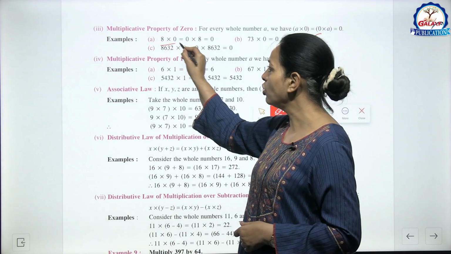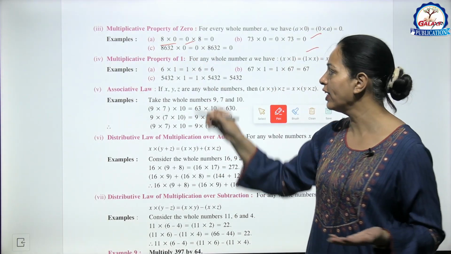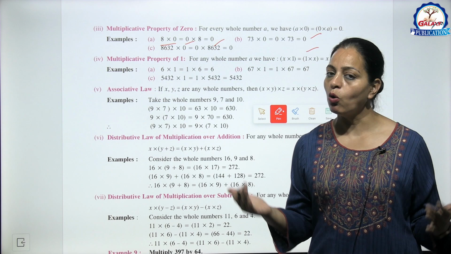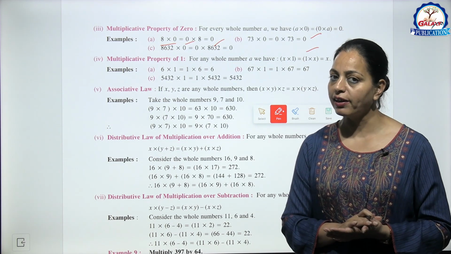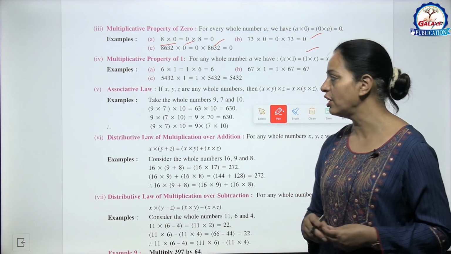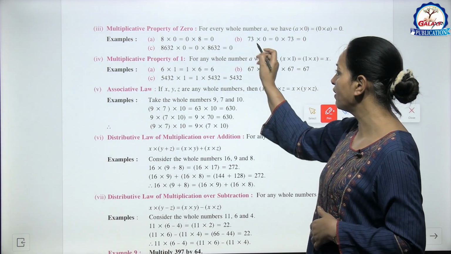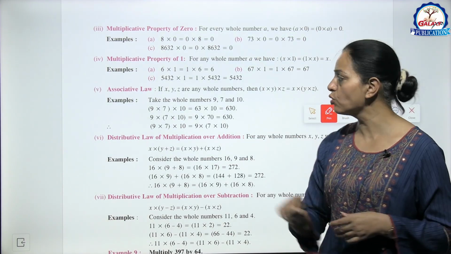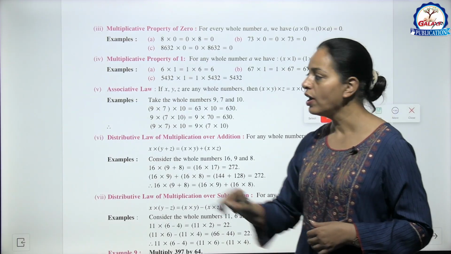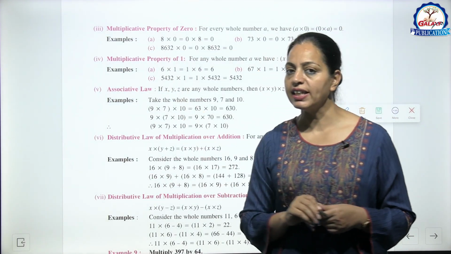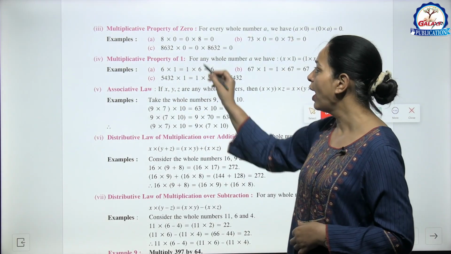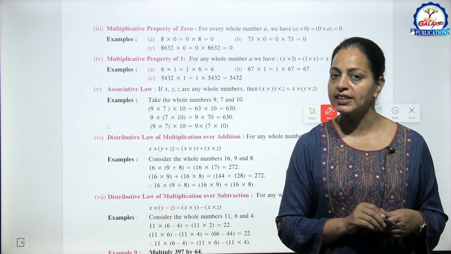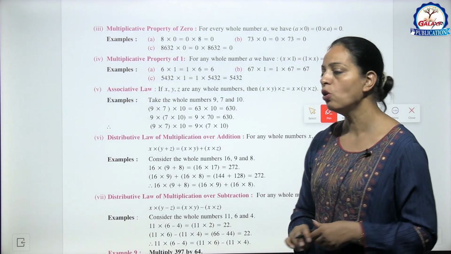यानी अगर हम 8 into 0 और 0 into 8, that is 0. यानी किसी भी होल नंबर को अगर हम 0 से मल्टीप्लाई करेंगे, आंसर वुड बी 0. ओके, सिमिलरली b 73 into 0 और 0 into 73, that is 0. And c part 8632 into 0 and 0 into 8632, that is also 0.